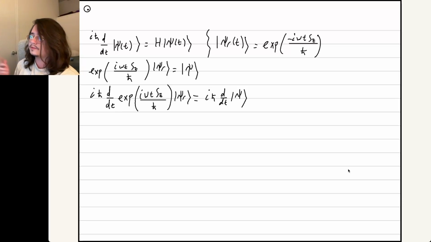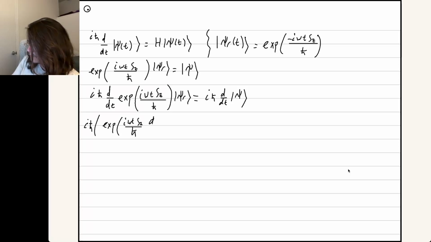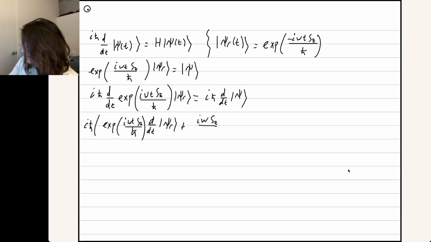Now, the right hand side we know from the first equation is just the Hamiltonian times the time dependent wave function. But we're going to have to do some stuff to the left hand side. I'm not going to factor the i h bar through yet, we're just going to take derivatives. So we'll have first times the derivative of the second, so d dt psi r, plus second times derivative of the first: i omega Sz over h bar, exp i omega t Sz over h bar, times psi r.